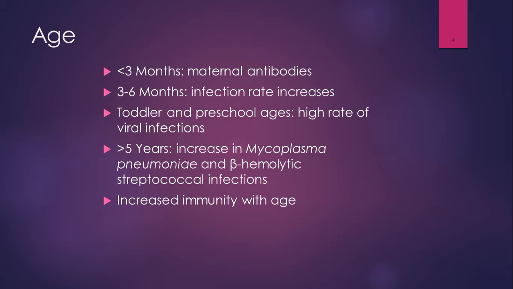Infants under the age of 3 months are protected by maternal antibodies. From 3 to 6 months, the infection rate increases. Toddlers and preschool-age children have a higher rate of viral infections. If they're older than 5 years, there's an increase in Mycoplasma pneumoniae and beta hemolytic streptococci infections. Immunity increases with age.